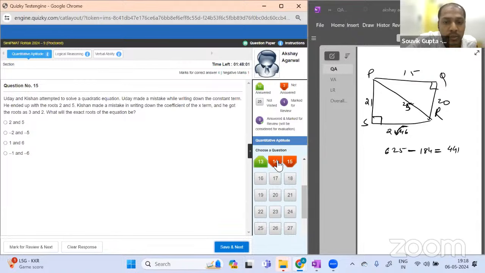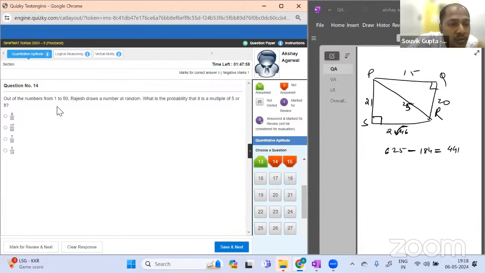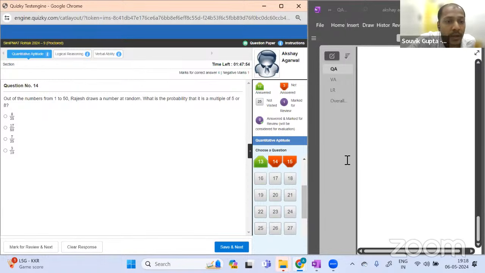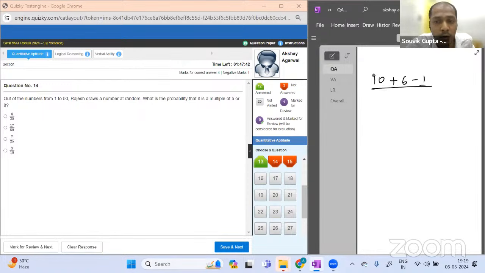Moving on. Oh, missed one question by mistake. Out of the numbers from 1 to 50, Rajesh draws a number at random. What is the probability that it is a multiple of 5 or 8? Multiples of 5 are 10, plus multiples of 8 are 6, minus 1 common multiple, out of 50. 10 plus 6 minus 1 is 15. 15 by 50, that is 3 by 10.